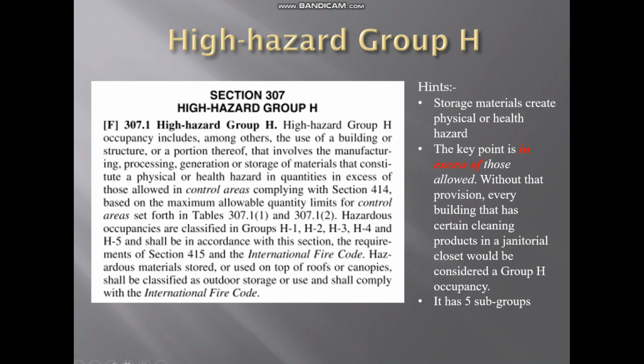Normally in a building, if you go to the janitor room, a janitor closet, you can see some cleaning items, cleaning liquid. At that time we can also say that it's flammable or something like that, but we cannot say that it comes under high hazard. There is an allowable limit. If the allowable limit is exceeded, then only it will come under high hazard group H. It has 5 subgroups. Let's see one by one.